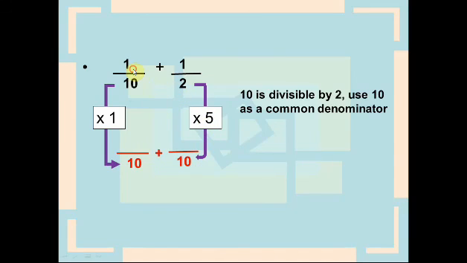For that we multiply 1 by 1 equals 1, and 1 multiplied by 5 equals 5. Now we add the two fractions. The denominator is 10, the same, and we add 1 plus 5 equals 6.